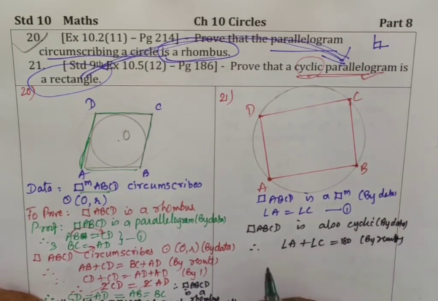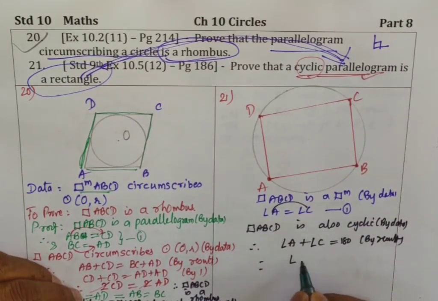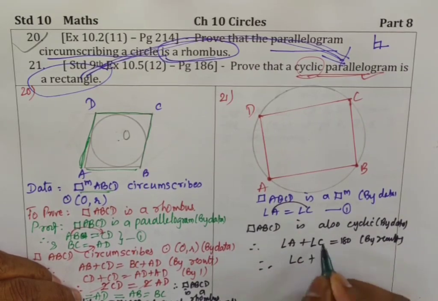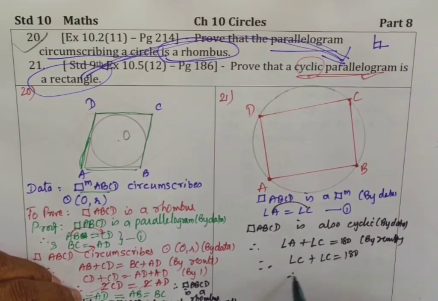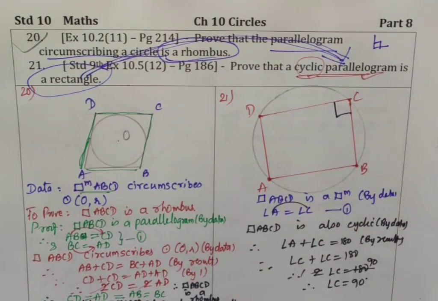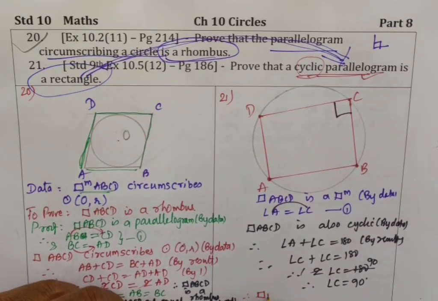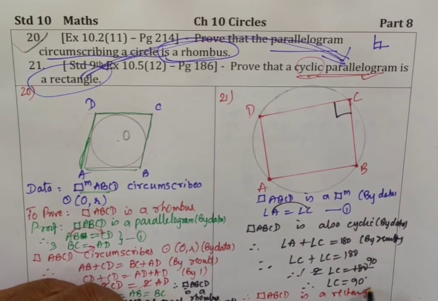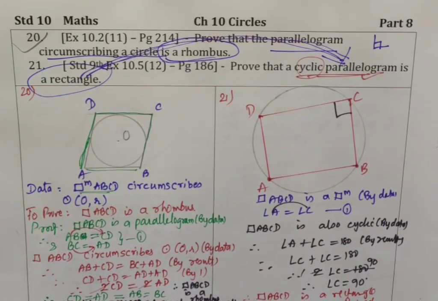Alright? Now, what is angle A? That is angle C. So angle C plus angle C is equal to 180. 2 times angle C is equal to 180. So angle C is equal to 90. Angle C is 90. We got one angle as 90. Correct? Therefore, quadrilateral ABCD is a rectangle. Proved by definition. Clear to you, children?